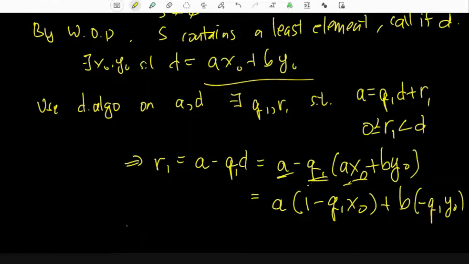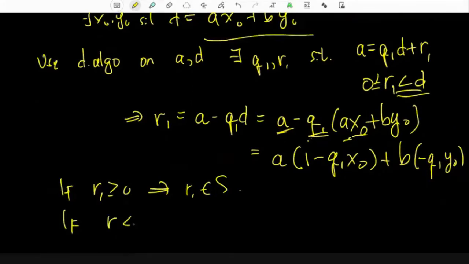Now, if R1 is greater than or equal to 0, this would imply that R1 belongs to S. Kasi lahat ng linear combination na positive ni A at B na positive na kay S. Tama? So if R1 is greater than or equal to 0, then that would definitely mean that this particular value R1 must belong to S. Pero since R1 is less than D, this would contradict the choice of D. Hindi pwede na si R1 mapupunta sa S pero less than D siya.